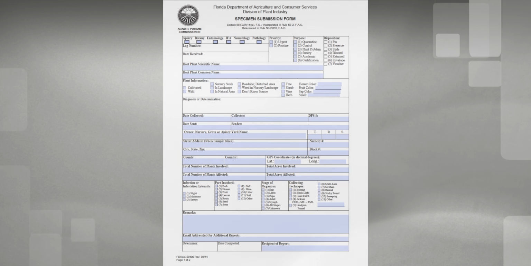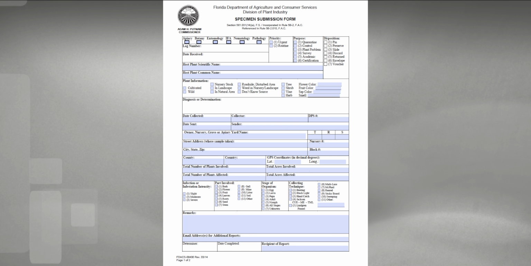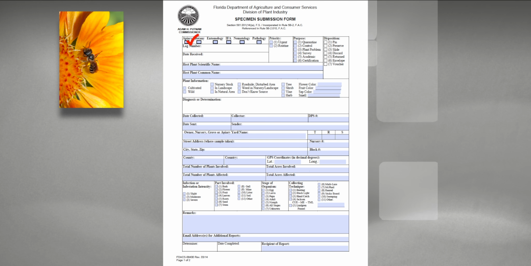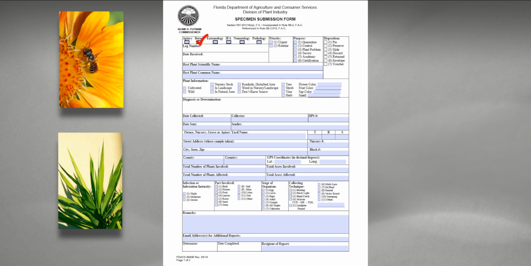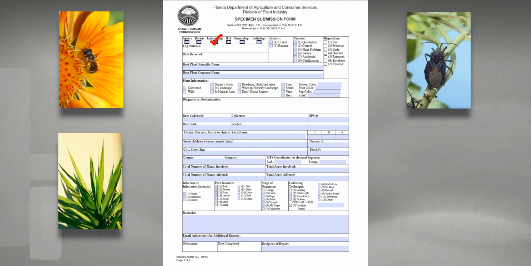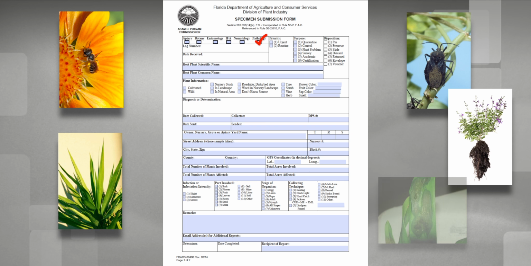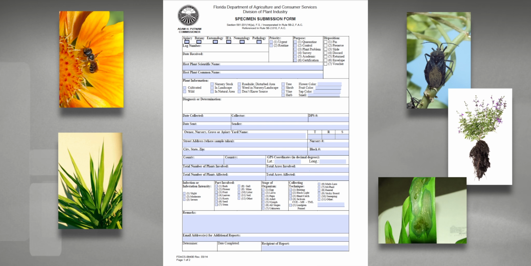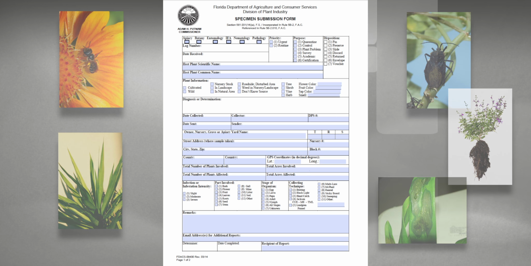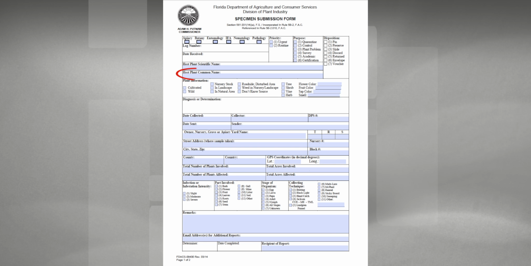At the top, there's several categories. Apiary, that means something related to bees. Botany is for plants you want to have identified. If you have bugs, you would check entomology. Nematology is for problems with the roots of your plants, and pathology means you think there's something making your plant sick.